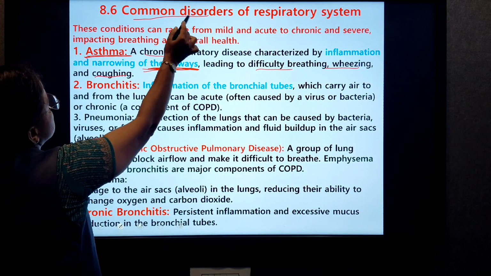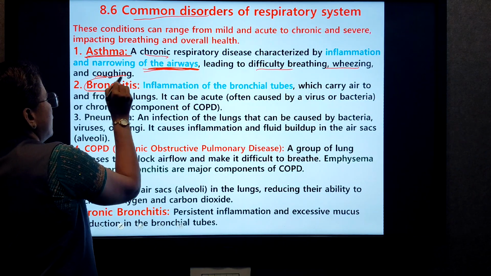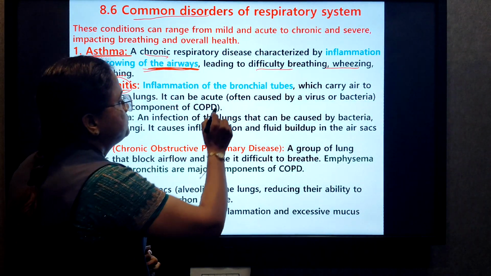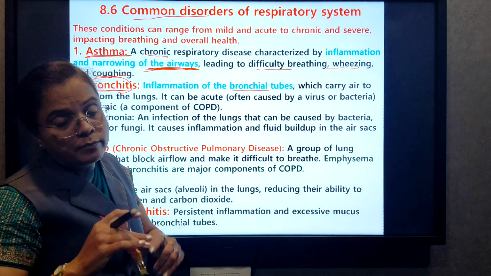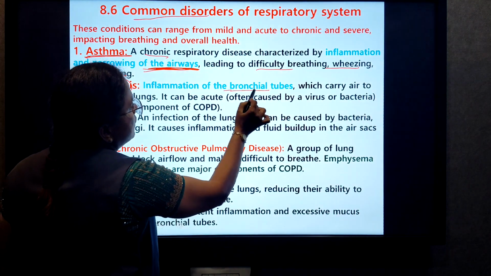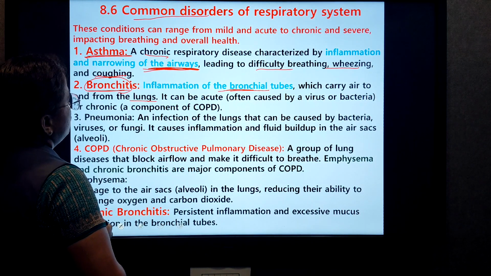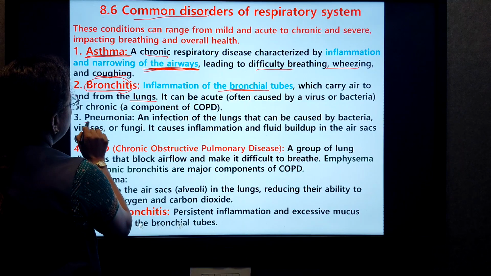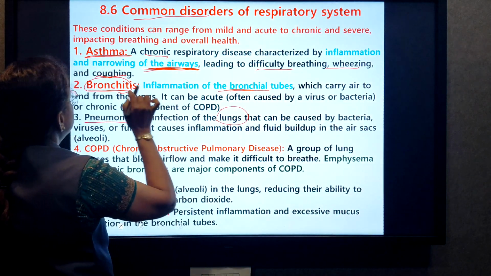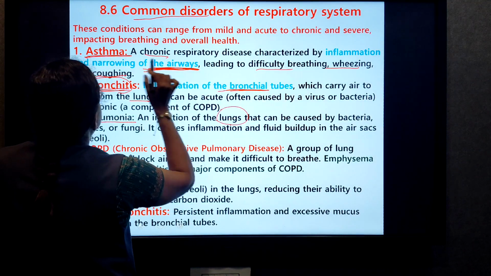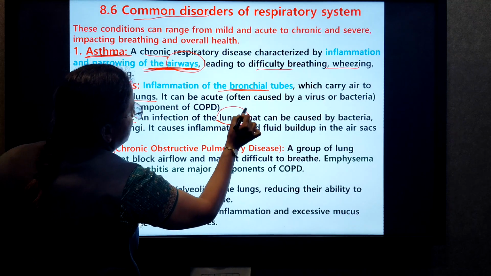The second common disorder is bronchitis. Bronchitis, the name is from bronchi, bronchioles. So it is inflammation of the bronchiole tubes: primary, secondary, tertiary bronchi, bronchioles. Inflammation in the bronchiole tubes, which carry air to and from the lungs. Pneumonia, inflammation of the lungs. Asthma is inflammation of airways. Pneumonia is inflammation of lungs.